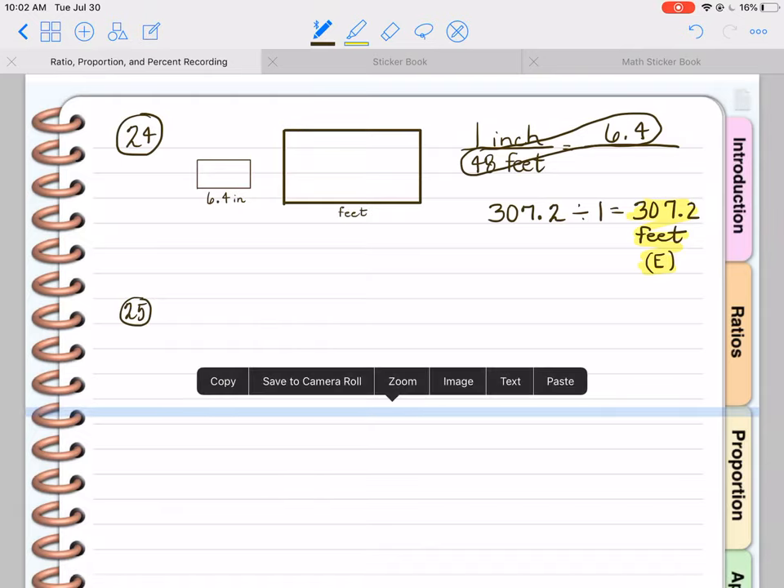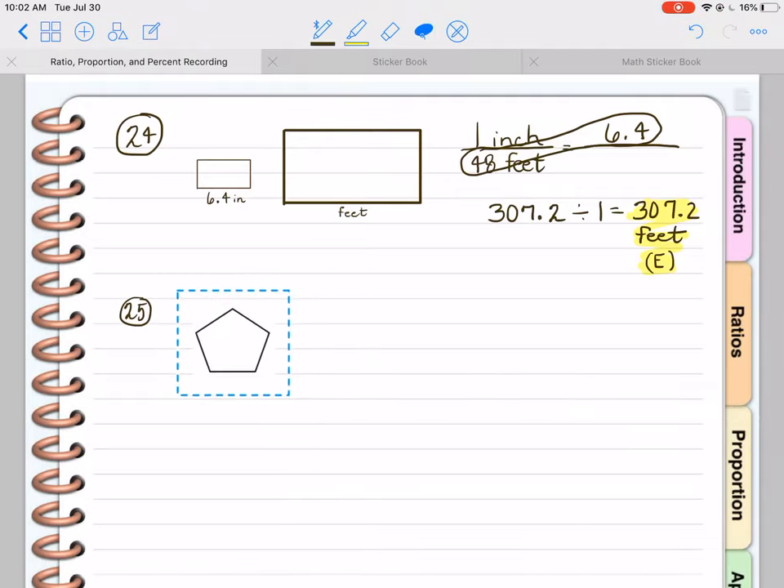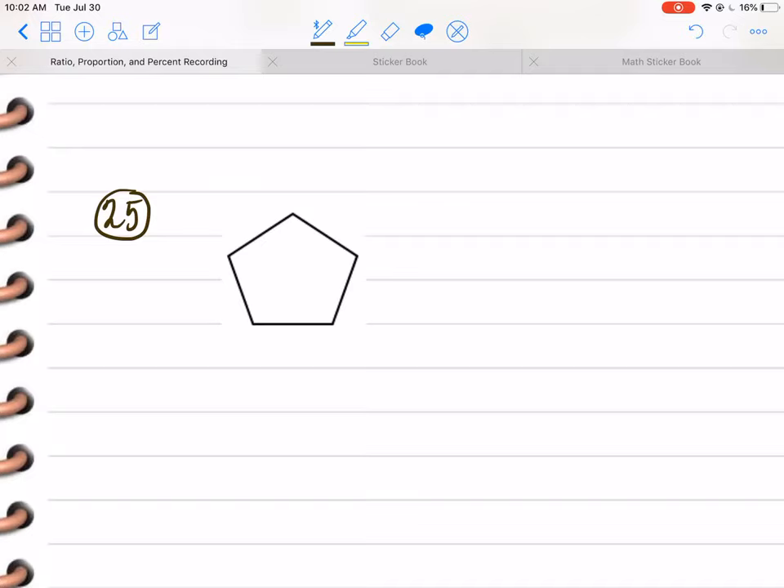So the first thing we need to do is figure out what regular pentagonal means. Regular means that all the sides are the same length, and pentagonal means that there are 5 of them. So this is the garden that we're talking about: 1, 2, 3, 4, 5. That is a regular pentagon. And I'm going to copy that because I'll need it in just a minute. So this is Mike's garden.